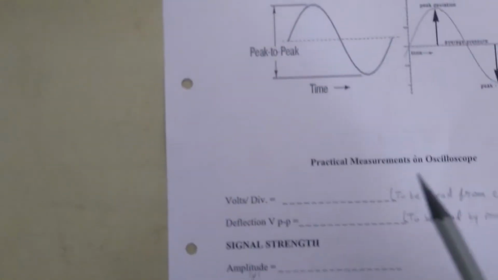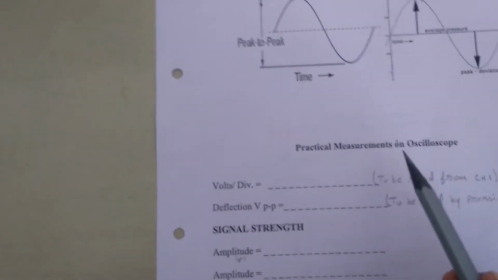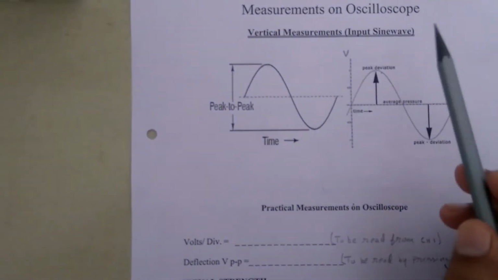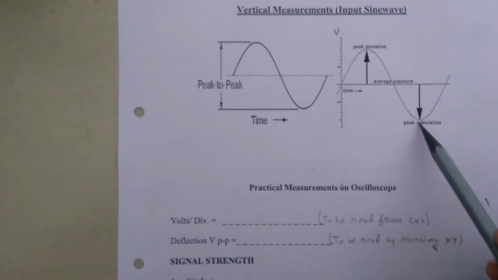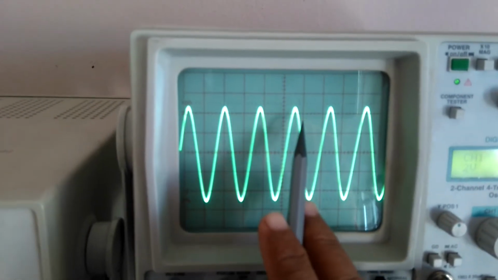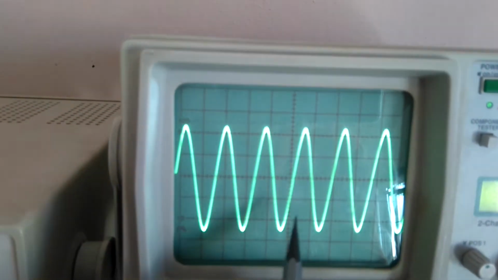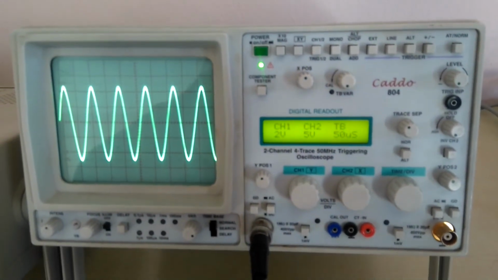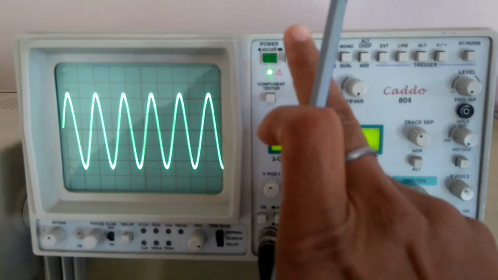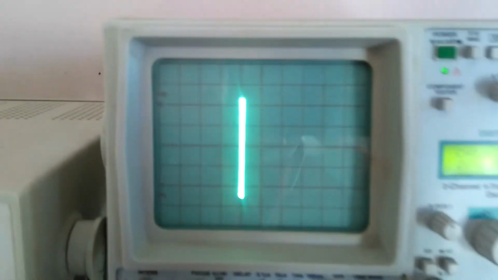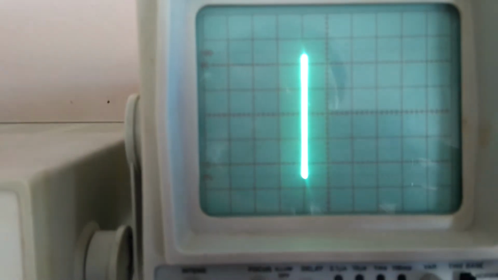Now we have to find out the amplitude. For that calculation, we have to find the peak to peak value on the sine waveform. This is a sine waveform. For this, we have to press the XY button on the CRO. Here this is the XY button. This will provide the vertical distance between the two peaks of the sine waveform.